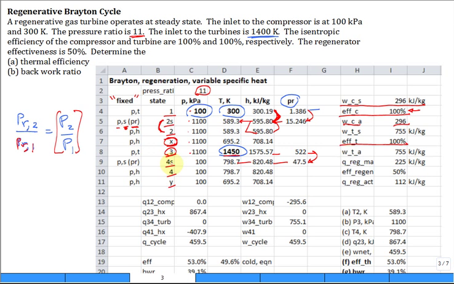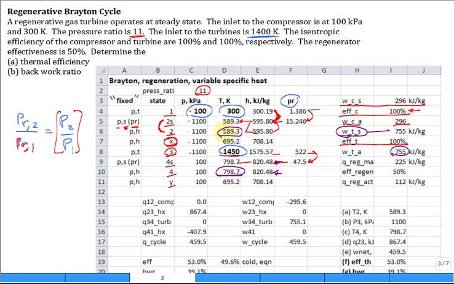For state 4, get the work of the turbine isentropic. That would be right here, 755. It's the same. The actual work is the same because its efficiency is 100%, and so the actual exit enthalpy at 4 is the same as 4s. And now I know how hot it is. Look at it. It's coming out at 800 degrees, and when it's coming in, it's a little below 600 degrees.